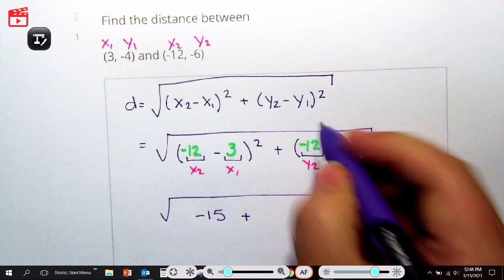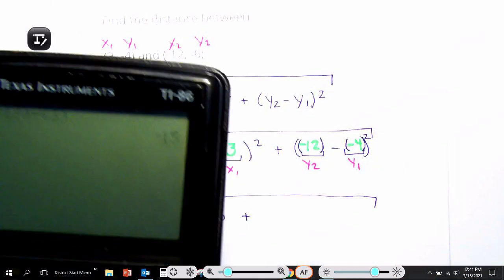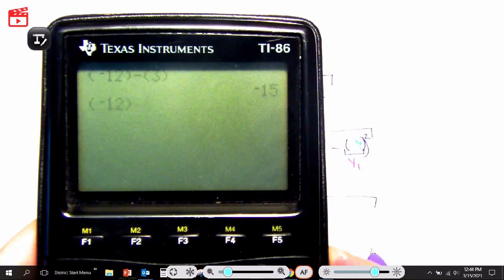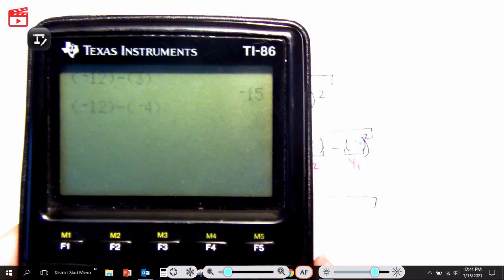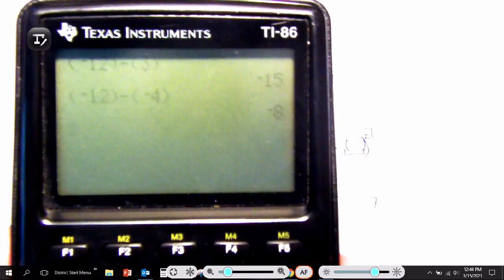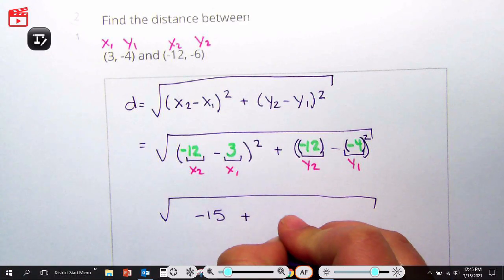Here again, each number gets its own bubble. So I have a minus 12 in a bubble, negative 12, minus, and again, inside a bubble, a minus 4 if you're using a calculator. Hopefully you guys can see my calculator is a little low on battery, so it's a little more difficult to see, and that's going to give you a negative 8.